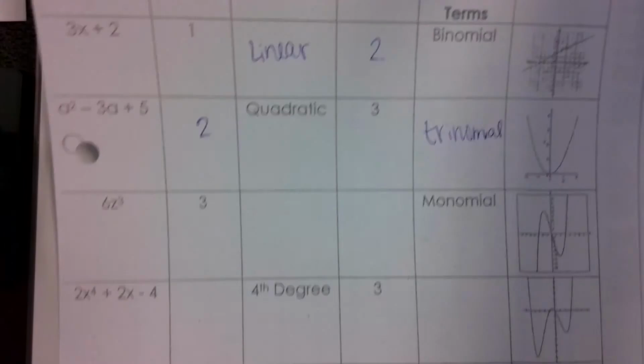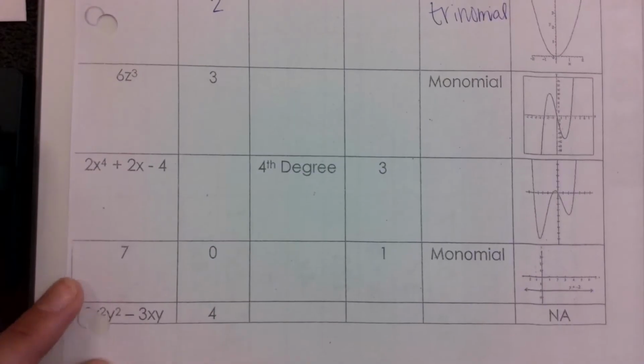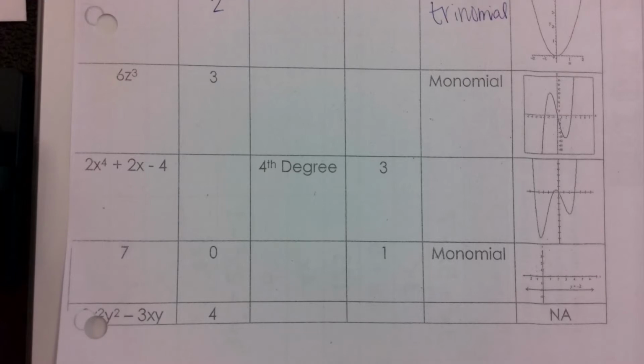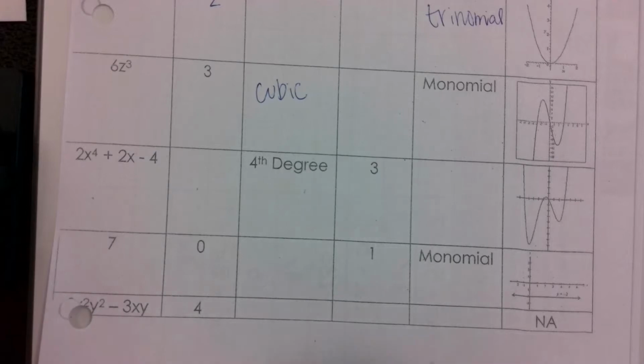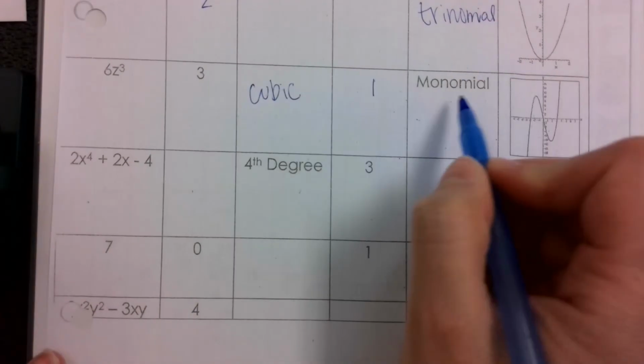Looking at the next one, we have 6z to the 3rd. So your degree there, they say it's 3. Do y'all agree with the degree? What do we call it based on the fact that it's degree 3? Cubic. How many terms does it have? 1, which is why it's called a monomial.